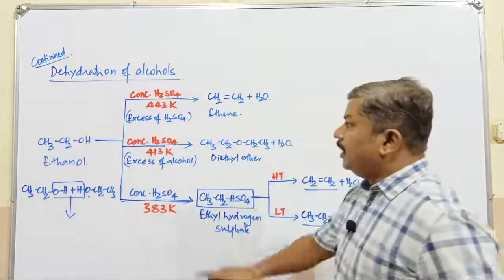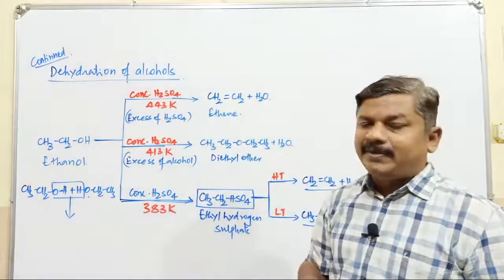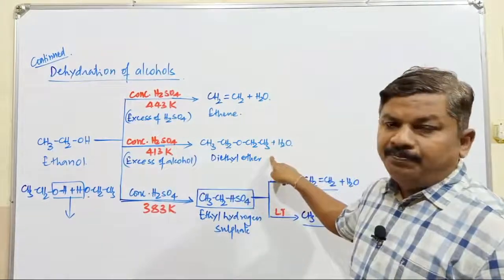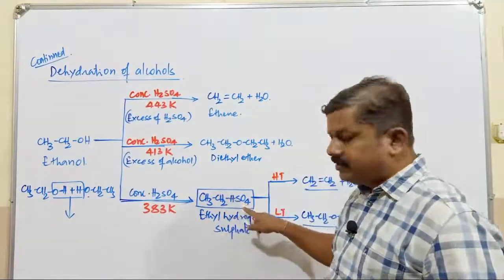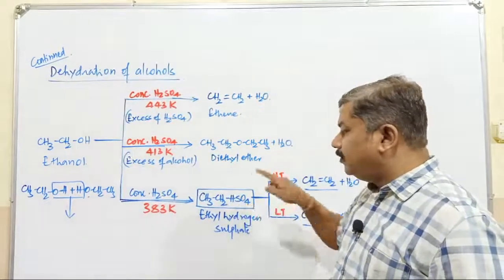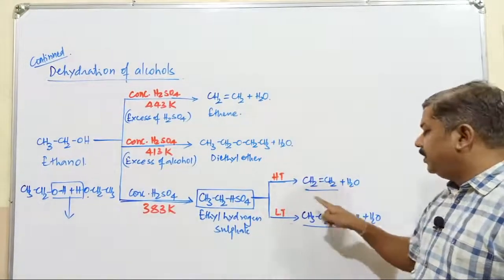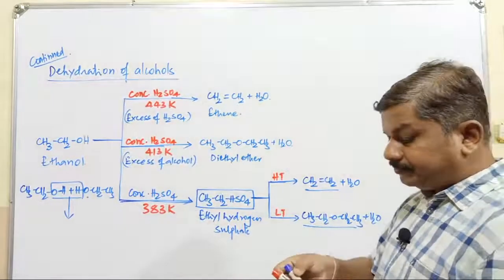So at a high temperature of about 443 Kelvin, formation of alkene takes place. At a low temperature of about 413 Kelvin, it forms diethyl ether. At 383 Kelvin, the first compound is ethyl hydrogen sulfate, which again at high temperature gives alkene and at low temperature gives ether, with water as a by-product because of the dehydration process.